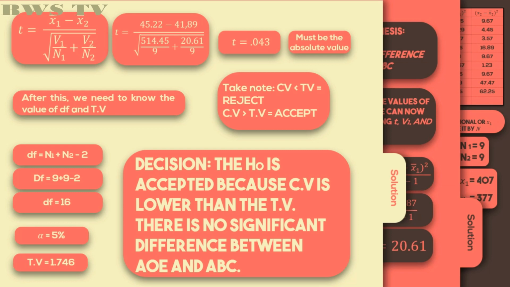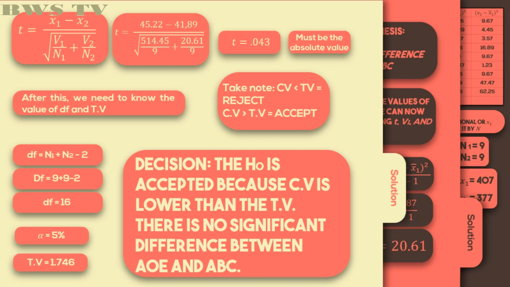Degrees of freedom is equal to n1 plus n2 minus 2, which is 9 plus 9 minus 2, equal to 16. Significance level is at 5%. Our tabular value is 1.746. Take note, when computed value is less than tabular value, reject the null hypothesis. And when computed value is greater than tabular value, accept the null hypothesis. Decision: the null hypothesis is accepted because the computed value is lower than the tabular value. There is no significant difference between AOE and ABC.